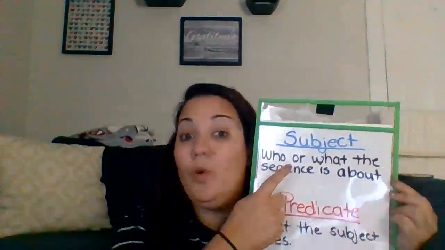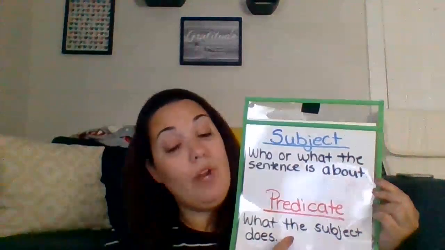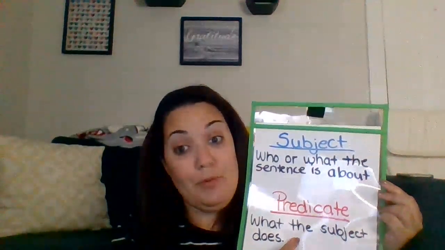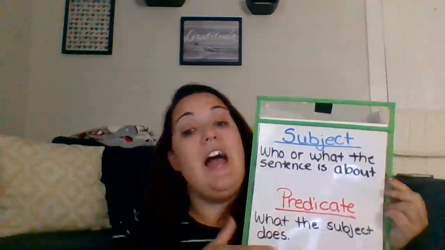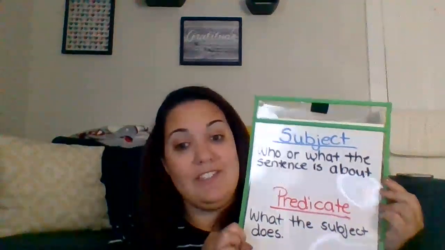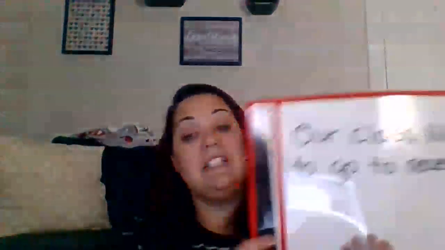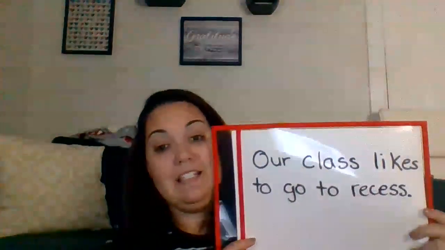A subject will have a noun in it. A predicate usually starts with a verb. So our subject is who or what the sentence is about, and the predicate tells what the subject does. Let's look at some examples of sentences. Now, we're going to decide if these are complete sentences.